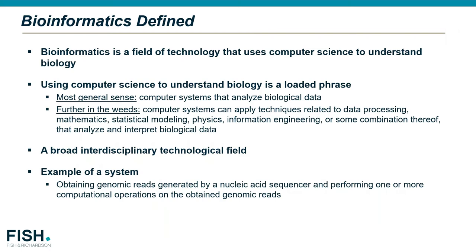In the most general sense, we're really talking about computer systems that analyze biological data, such as sequence information, which is a huge problem because of the tremendous amount of data that's out there. And then if we get a little deeper, computer systems can apply techniques related to, for example, data processing, mathematics, statistical modeling, physics, information engineering, or any of the myriad combinations thereof to analyze and interpret biological data. So it's really a broad interdisciplinary technological field. One example of a system is, for example, obtaining genomic reads generated by a nucleic acid sequencer and performing one or more computational operations on the obtained genomic reads.